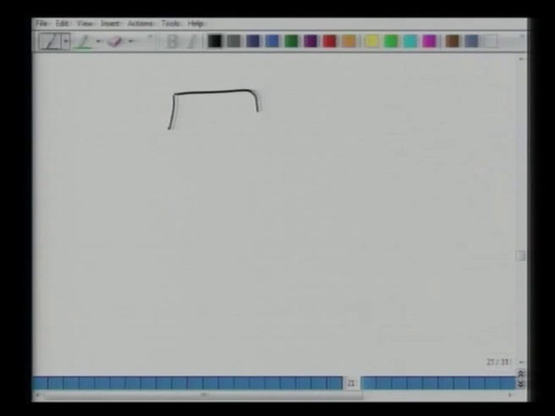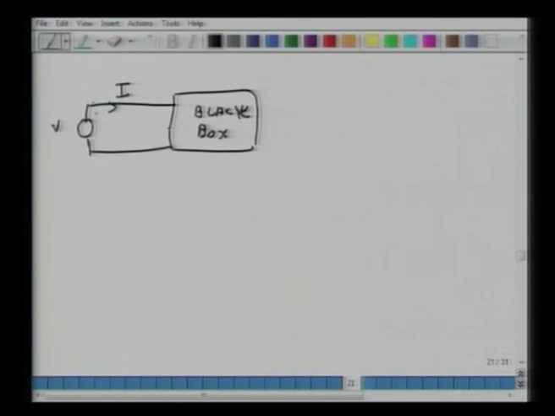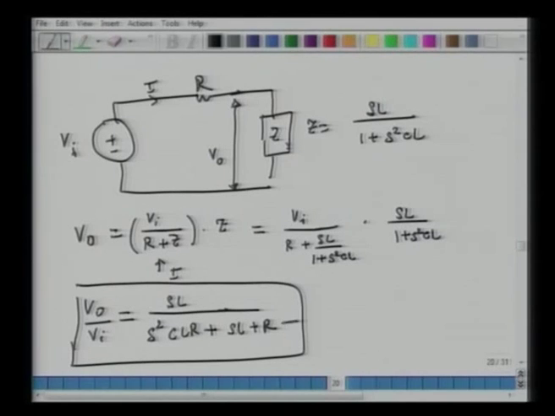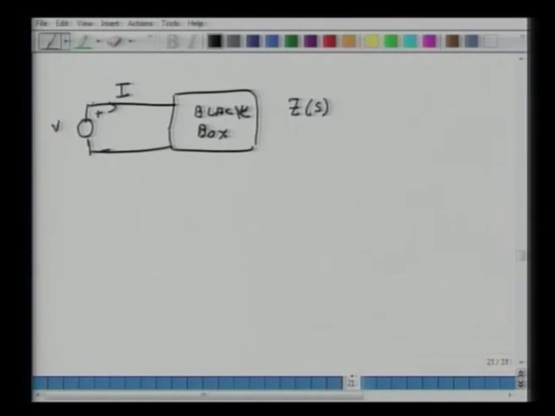So we'll do one final example. So suppose I have some black box of some impedance. So the complex current is, let's say, I, and complex voltage is V. And let's say that the transfer function, which is a function of S, which is complex frequency, depends on frequency. So this is equivalent to S square plus 2S plus 2 over S square plus S plus 1.